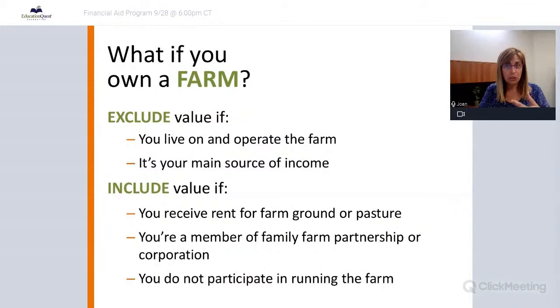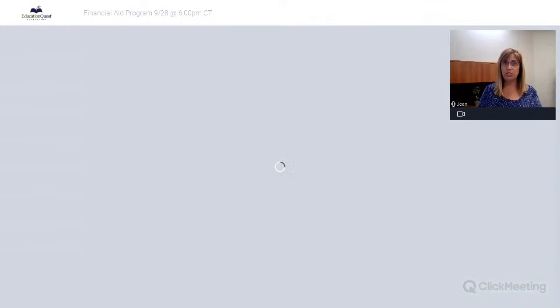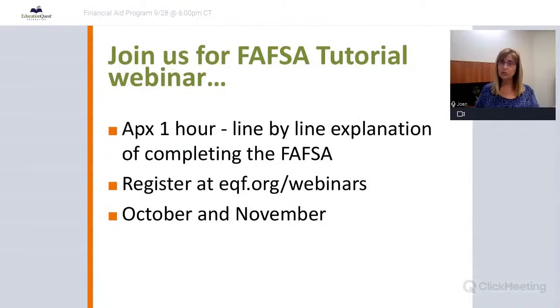You will have to include the farm if you receive rent for farm ground or pasture. You'll have to include the investment farm if you're a member of a family farm partnership or a corporation, or you don't participate in running the farm. Maybe you live in town and you cash rent the farm ground that's 10 miles away. You have to report it as an asset. So a little bit of difference, I should say, on when to include it as an asset and when to exclude it. Again, make sure you know the difference. Either call the colleges of interest or call Education Quest if you have further questions.